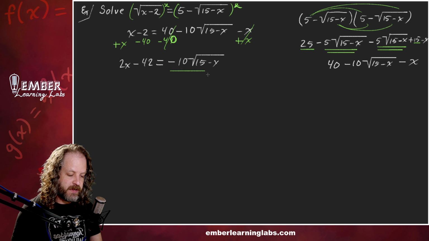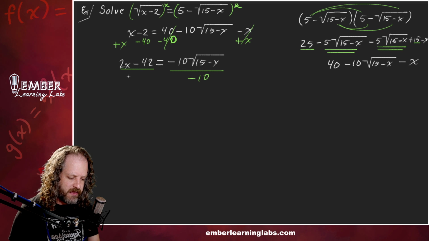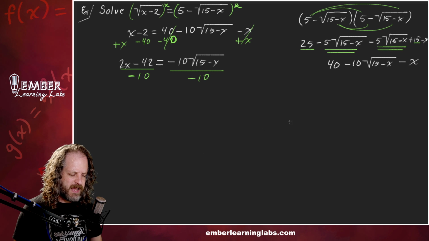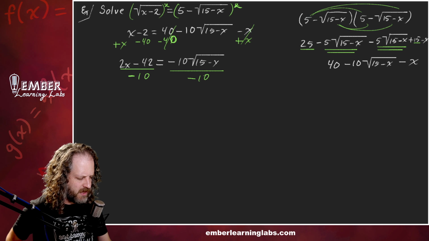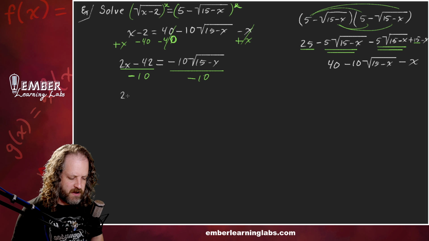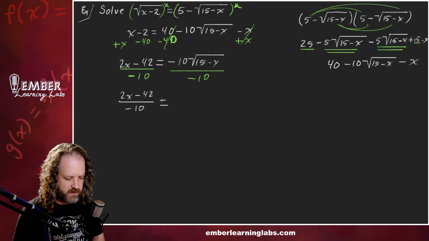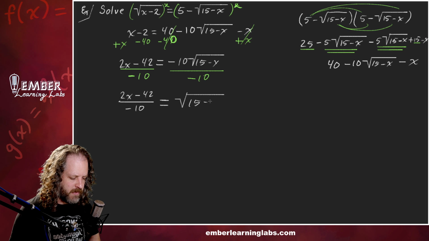And he's attached through multiplication. So we're going to divide him off, -10. We've got to divide everything by -10. But I'm actually going to leave it like this. I think that's going to be a little bit easier. It's going to be easier when we do the squaring thing and all that stuff here in a minute. If we just leave it kind of as this weird compound fraction, I think that's going to make our life a little bit easier. 2x minus 42 over -10 equals the square root of 15 minus x.